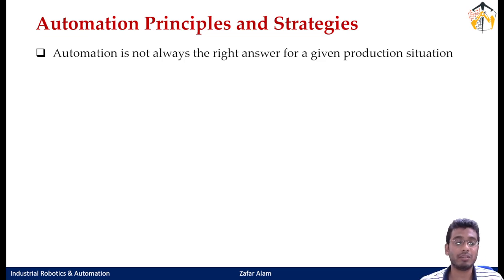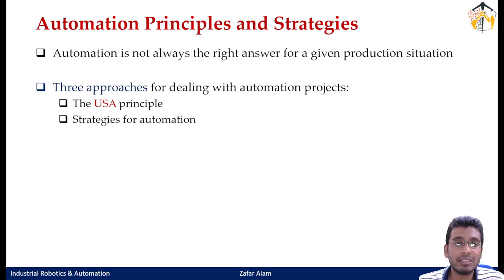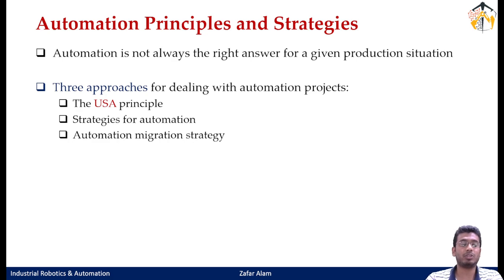Okay, so you have to see whether we are actually going in the right direction and whether this step needs to be automated or not. Not all steps are to be automated. So again, there are three approaches for dealing with automation projects. First is the USA principle, that is understand, simplify, and then automate. The second one is your strategies for automation. And the third one is your automation migration strategy.